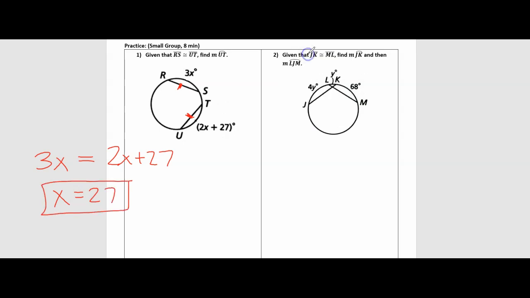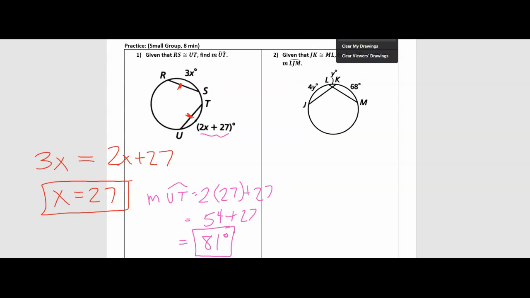We're not done yet though, right? I got to figure out the measurement of arc UT. The measurement of arc UT is going to be equal to 2 times 27 plus 27. 54 plus 27, that gives us 81 degrees. Okay, we will not do number 2. We'll save that one for in class.